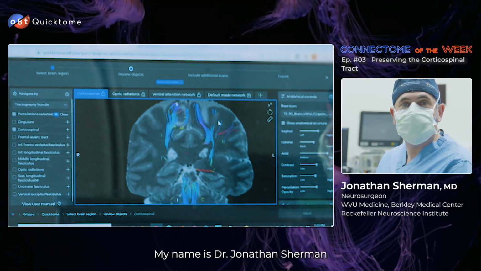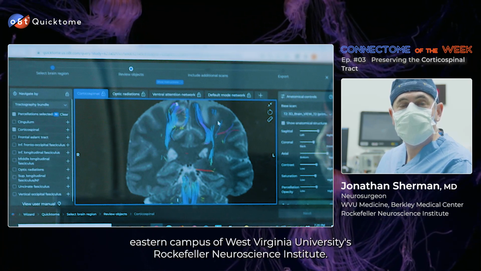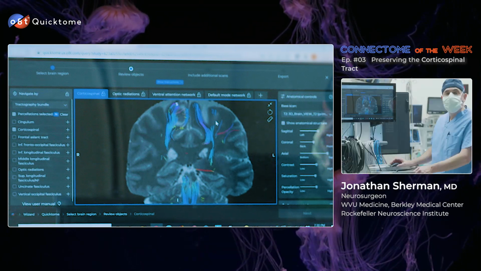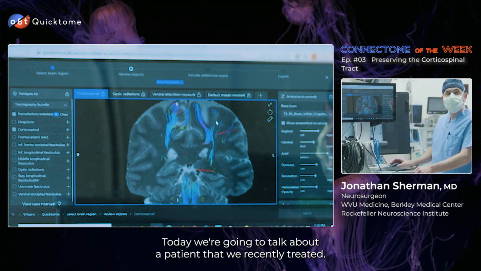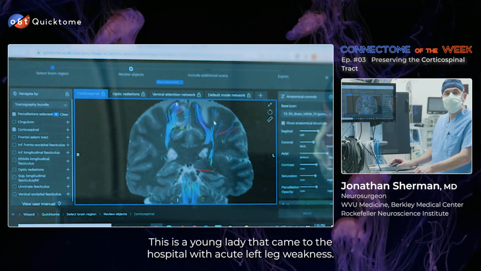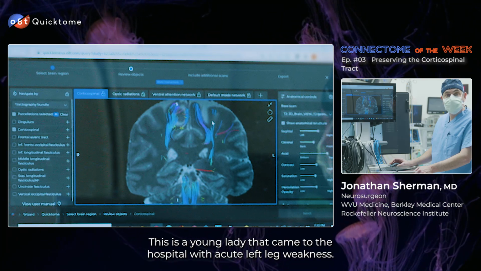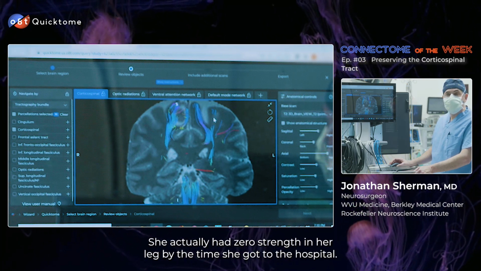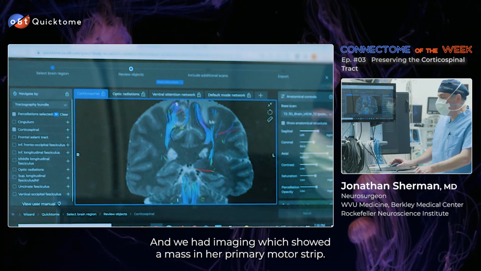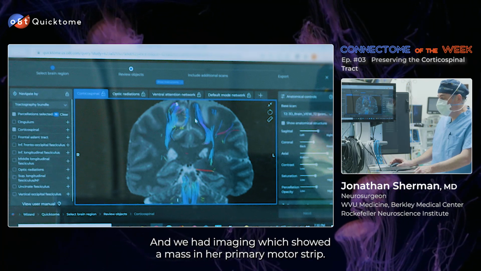My name is Dr. Jonathan Sherman and I am the Director of Surgical Neuro-Oncology for the Eastern Campus of West Virginia University's Rockefeller Neuroscience Institute. Today we're going to talk about a patient that we recently treated. This is a young lady that came to the hospital with acute left leg weakness. She actually had zero strength in her leg by the time she got to the hospital, and we had imaging which showed a mass in her primary motor strip.